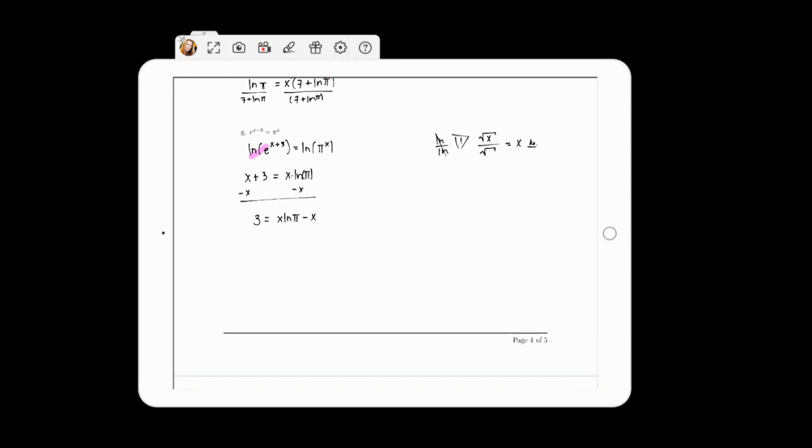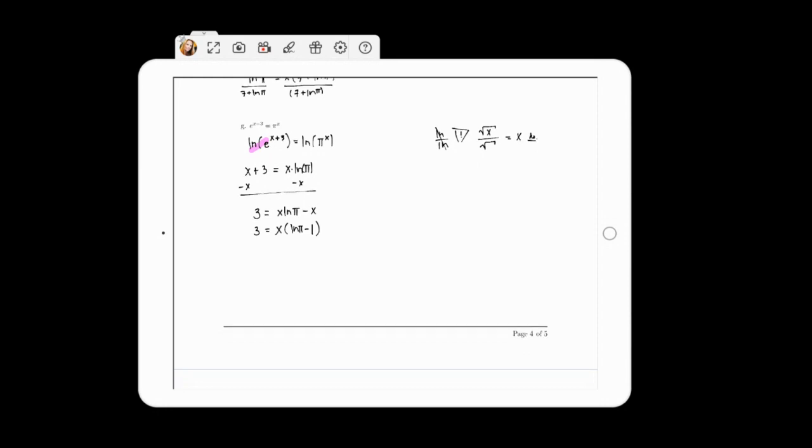Now I just need to factor the x off so that I can get it by itself. So this x is multiplied by the log of pi minus 1, because x is equal to x times 1. So the last step is to divide both sides by this number, log pi minus 1, so that we get x by itself. So x is equal to 3 over log pi minus 1.